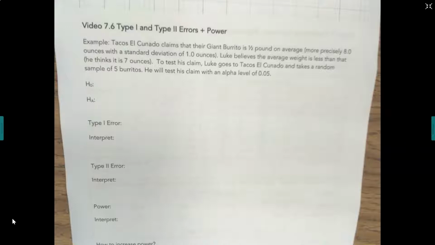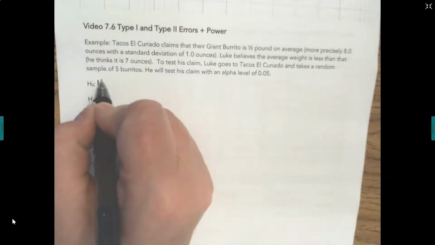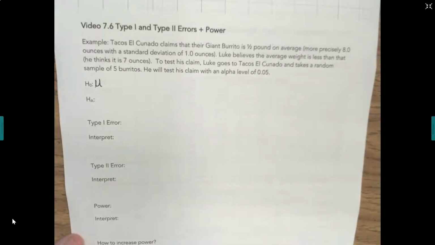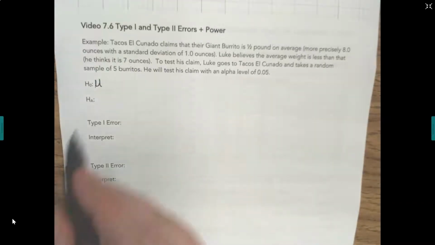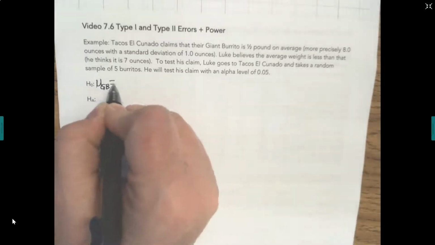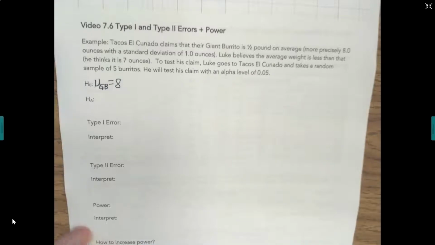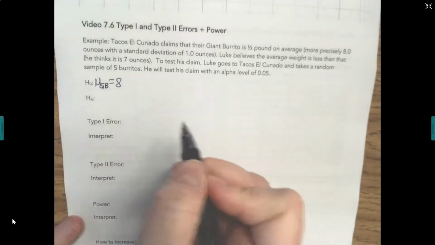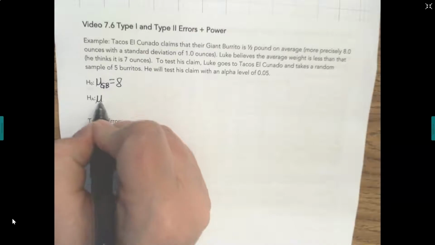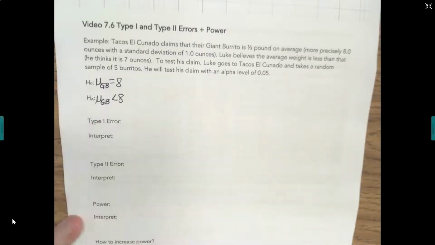Okay, so for our null and our alternative, we're talking about means here because we were talking about average and we had standard deviation. That was all our clue that this is a means problem. I'm going to use GB for giant burrito. The claim by El Canado is they're 8 ounces. The alternative is Luke thinks they're 7 ounces. So our alternative is we think the mean of the giant burrito is less than 8 ounces.